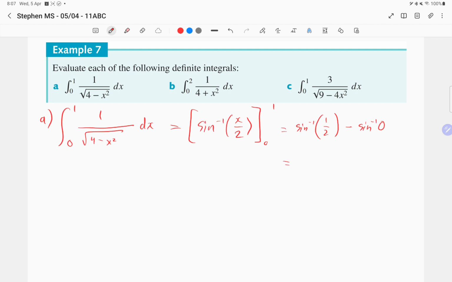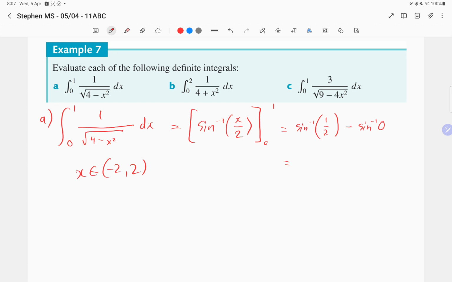Remember, what's the restriction? The restriction is x between negative 2 and 2. Just remember, the a value is the square root of that. So x is between -2 and 2.